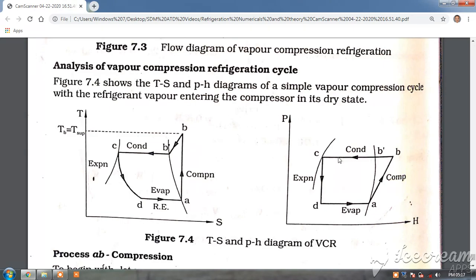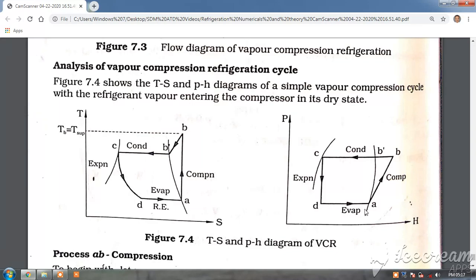B to C is cooling, rejection of heat, and C to D is reduction in pressure. This is a simple cycle of four components: evaporator, compressor, condenser, and expansion valve. Please remember these notations: A after the evaporator, B after the compression, C after the condensation, and D after the throttling or expansion. So these four very simple processes are there.